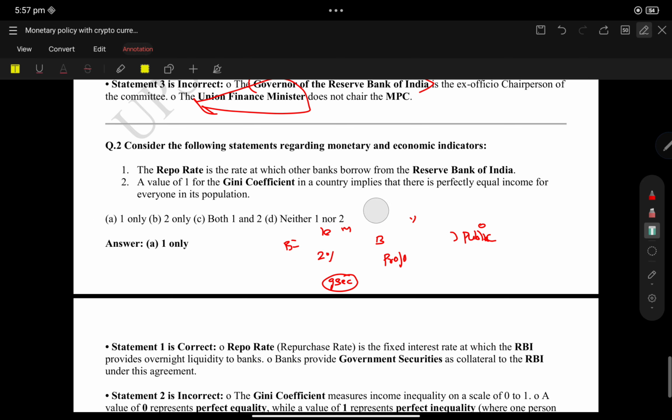Now, question number 2. The repo rate is the rate at which other banks borrow from the Reserve Bank of India. Yes, statement 1 is correct. Now, the second statement: a Gini coefficient value of 1 for a country implies perfect equal income. See, what is a value of 1? Perfect inequality. It is not perfect equality. So statement 2 is wrong.